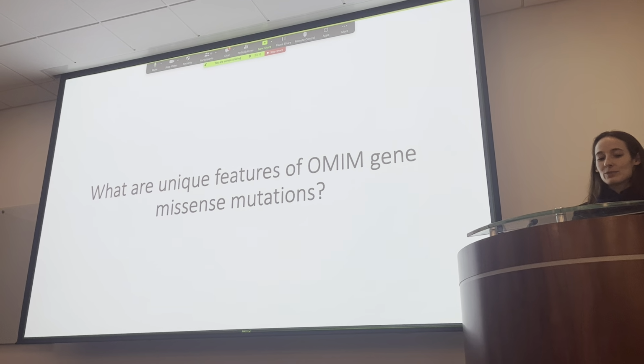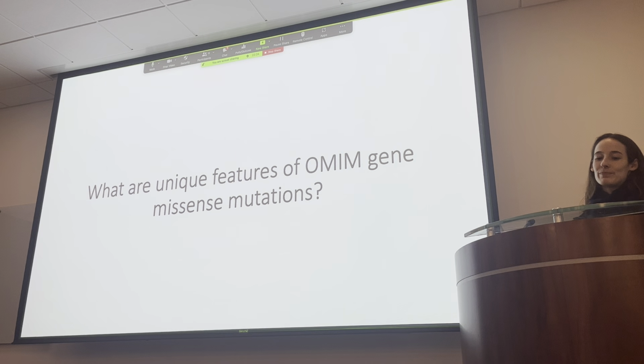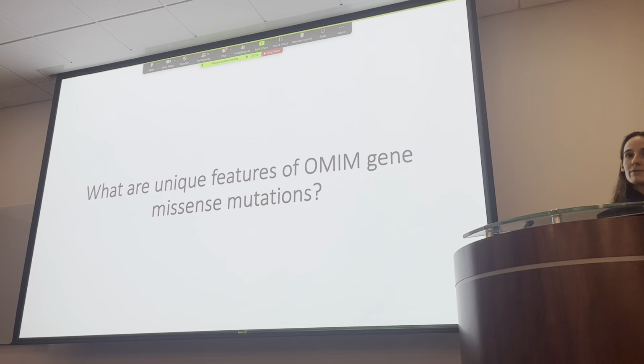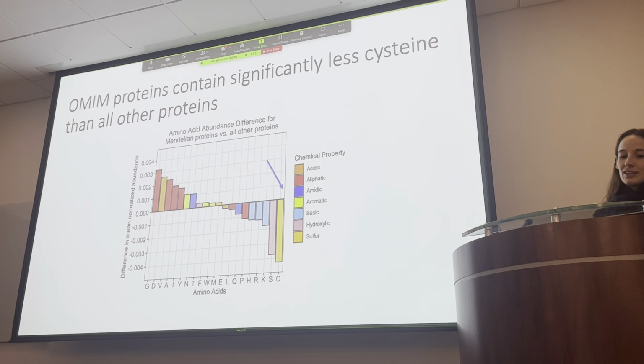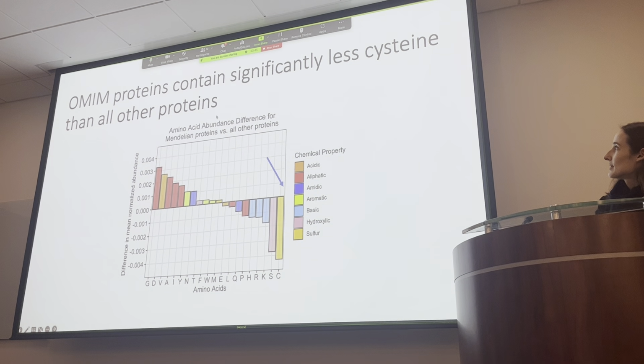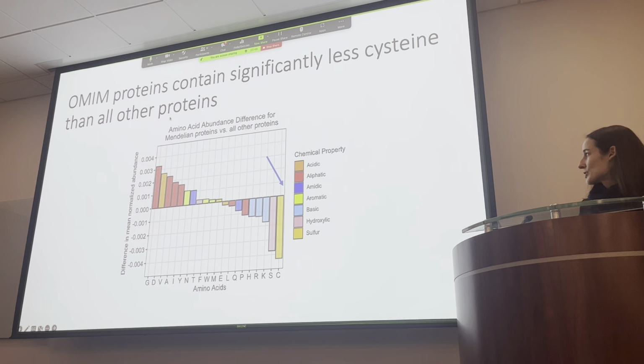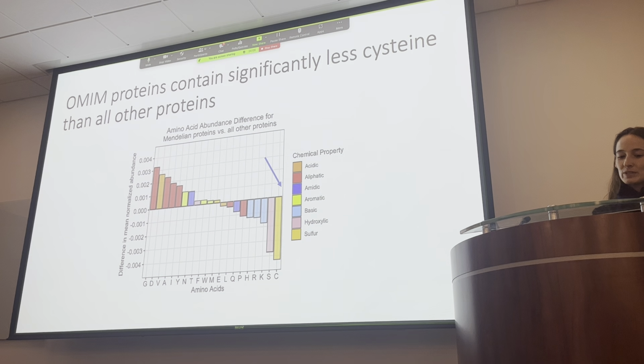To better understand what features distinguish a pathogenic missense from a benign or neutral missense in this particular set of genes, the Mendelian genes, we wanted to understand the abundance of both the codons and the amino acids that would influence the spectrum of missense mutations. So OMIM genes contain significantly less cysteine compared to all other proteins. This plot shows essentially the normalized difference between the mean abundance of the OMIM genes versus all other proteins. And you can see by the chemical properties colors that cysteine, again, is very low abundant, especially for this particular protein set.